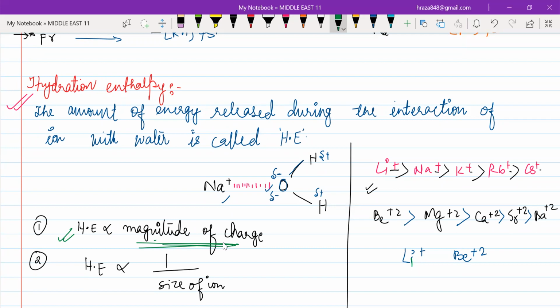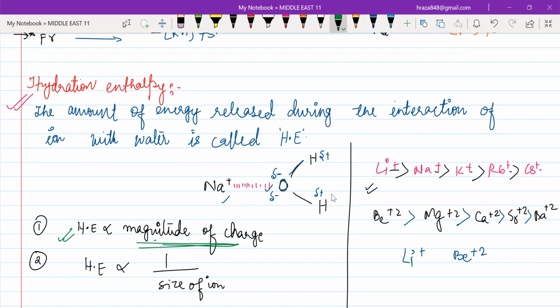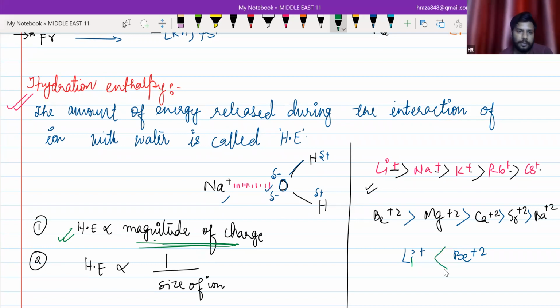It will be greater. That means the bond will be strong, and if there is a strong bond, the amount of energy released will be larger or smaller? Larger. That means Be plus 2 will have more hydration enthalpy than Li plus.